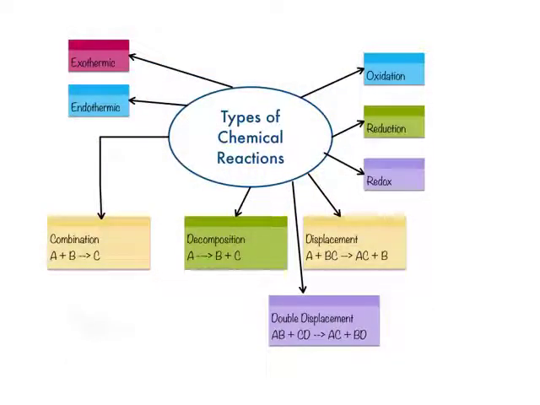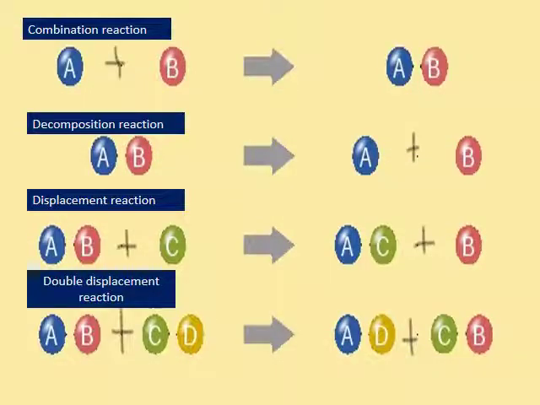The different types of chemical reactions that we are going to discuss in class 10th are combination reaction, decomposition reaction, double displacement reaction, redox reaction, that is oxidation reaction and reduction reaction, exothermic reaction and endothermic reaction. Now let us discuss these kinds of reactions one by one.